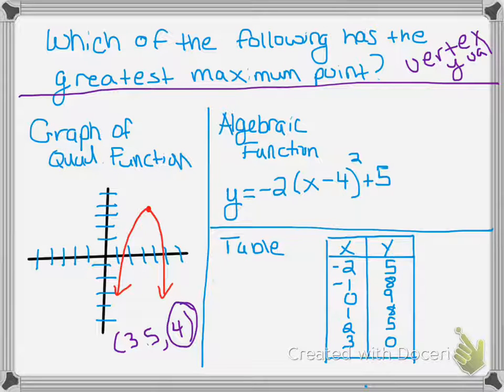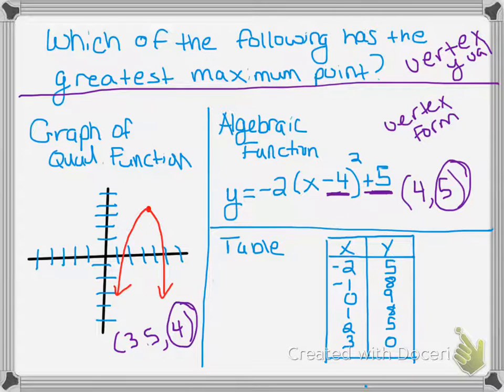Now let's look at our algebraic function. You should recognize from in class that this is written in vertex form, which means you can easily figure out what the vertex is. The vertex, the x value, is the opposite of what's in the parentheses, so it's 4, and the y value is the actual of what's in the parentheses, which is 5. Okay, so that is obviously bigger than the graph of the quadratic function. So automatically right now we know this does not have the highest point.